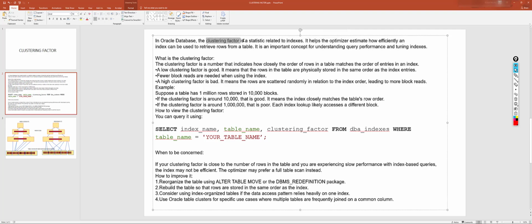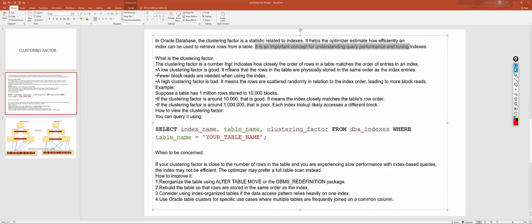Okay, it is not related to any other objects. Okay, so it helps the optimizer to estimate how efficiently an index can be used to retrieve rows from a table, right? So how many IOs will be used when we use an index can be determined with the help of clustering factor. So if the clustering factor is good or low, then less IO will be required. If the clustering factor is high or bad, then more number of IOs will be required. Okay, it is an important concept for understanding the query performance and tuning the indexes.